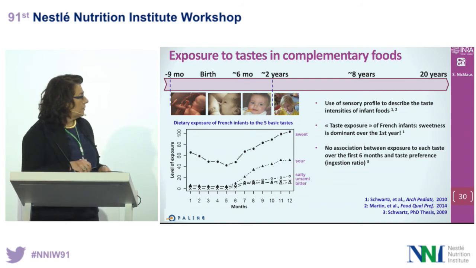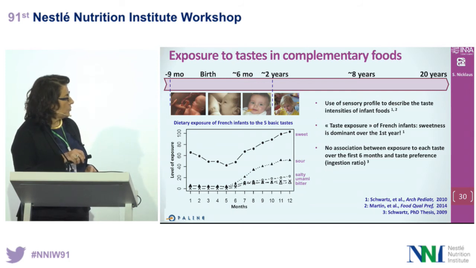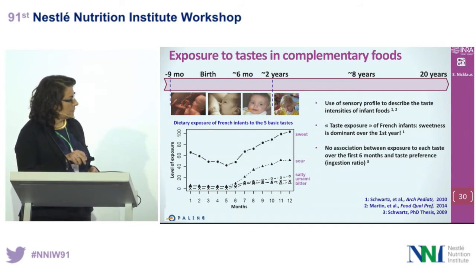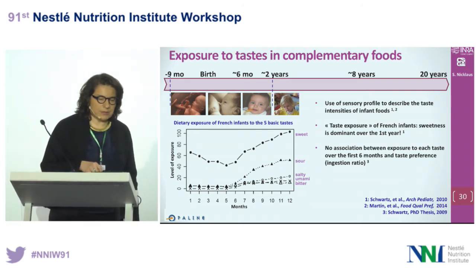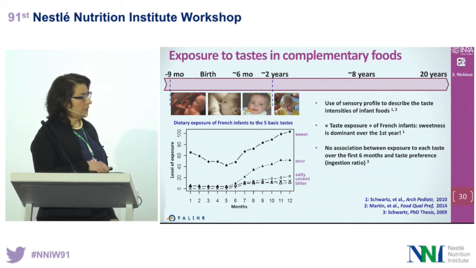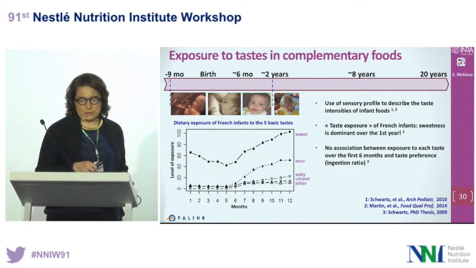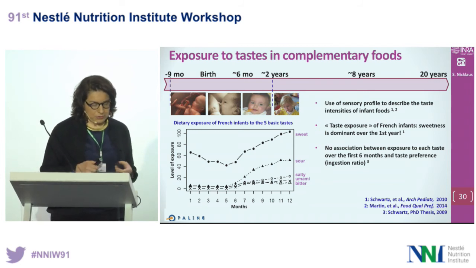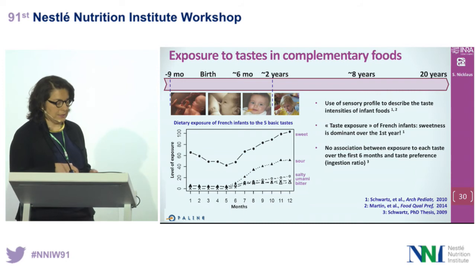And we went a bit further. We tried to explore the association between exposure to each of these tastes in the first 6 months and taste preference, using the ingestion ratio that I showed you previously, but we found no association. So in fact, we consider that the exposure was rather homogeneous in children, and maybe could not explain the variations we observed in taste preferences.